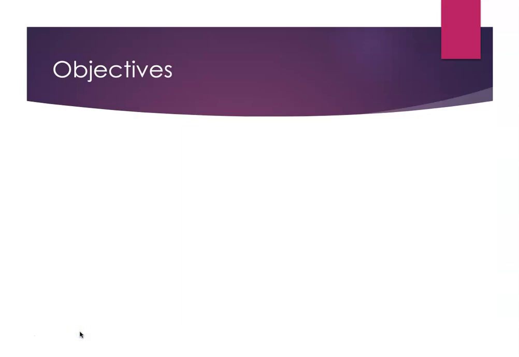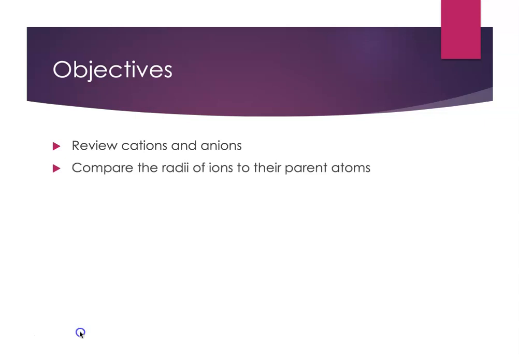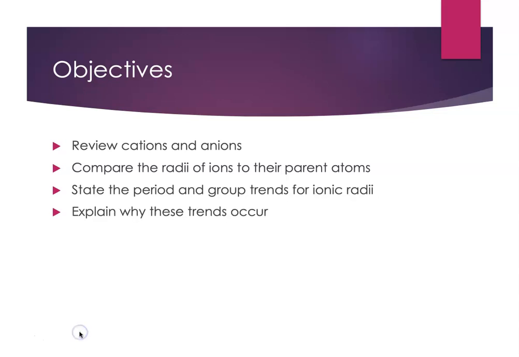Here's what I'd like to accomplish in this webcast. First, I want to review cations and anions. Hopefully you remember this, but just in case, I'll go through it again. And then I'd like to compare the radii of ions to their parent atoms and state the period and group trends that we observe for ionic radii. And explain why these trends occur as we go. It's not enough to just know the trends. You need to know why, and then wrap up with some practice problems.